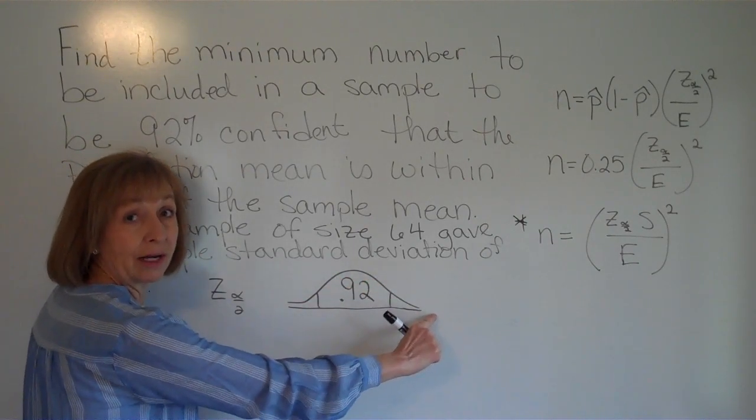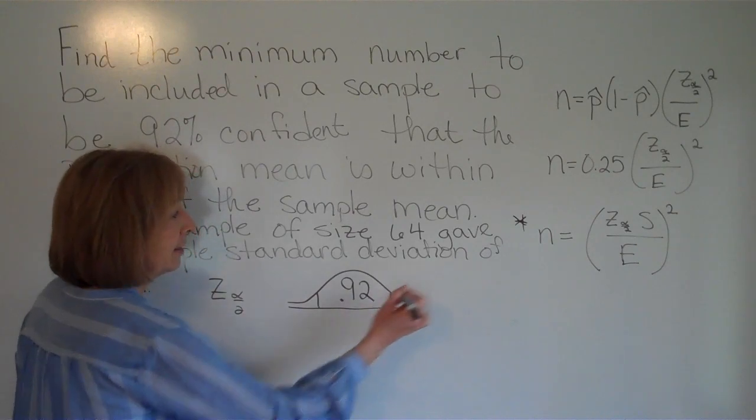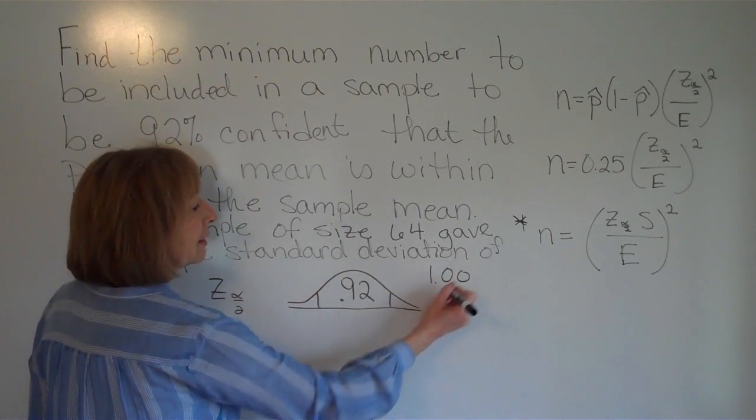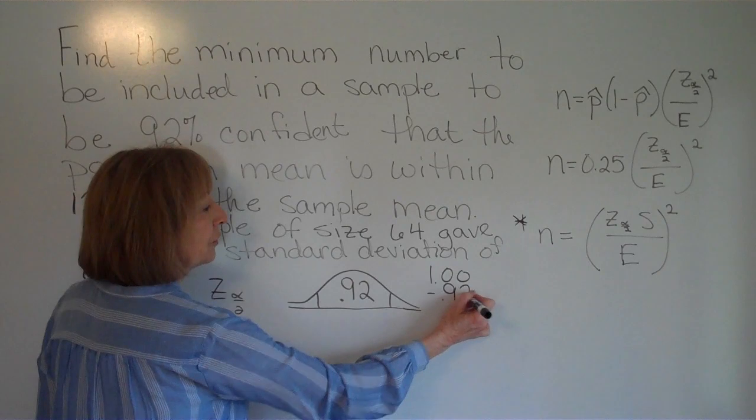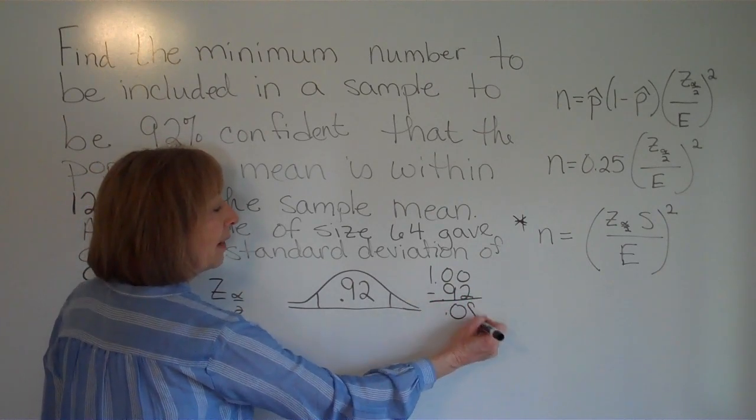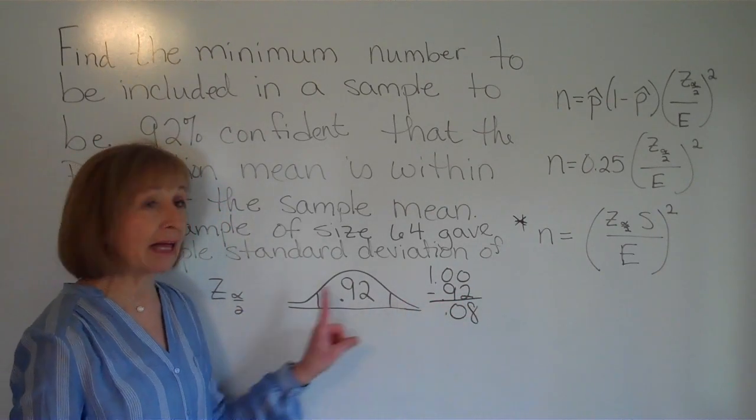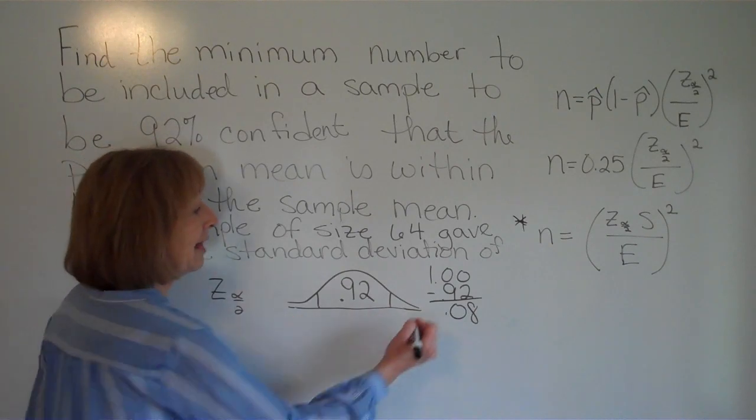Remember, the entire area under the curve is 1. So if I take 1, subtract the 0.92, I get 0.08 is the amount of area that's left for those two tails. That's your alpha.